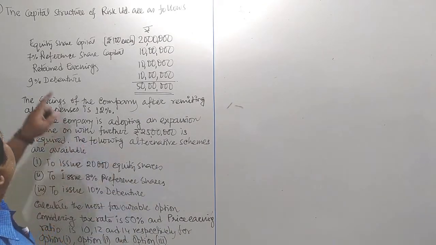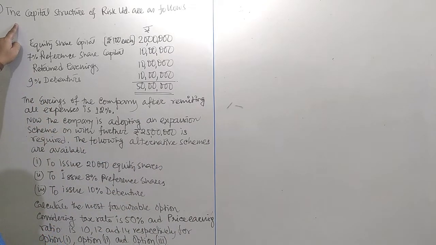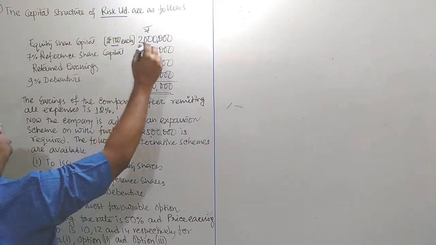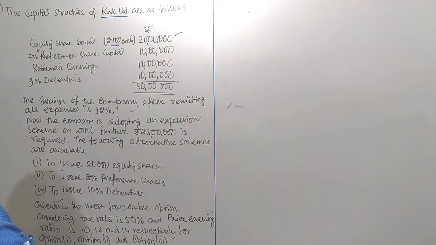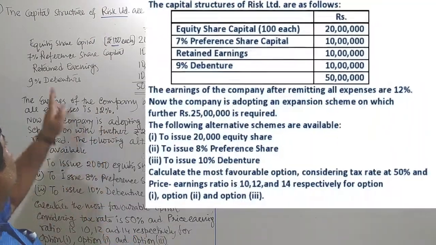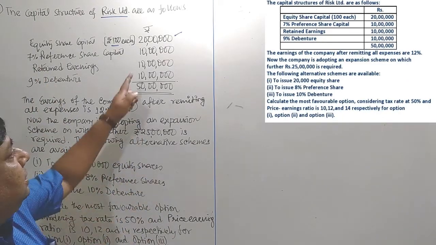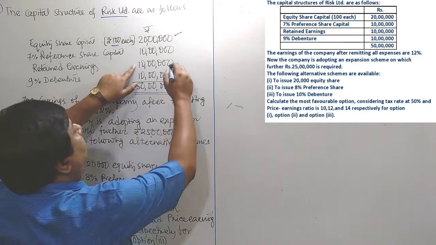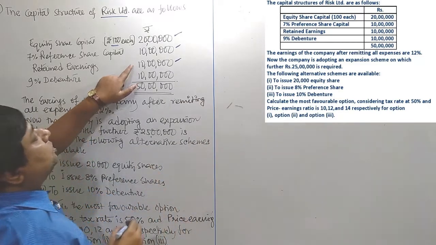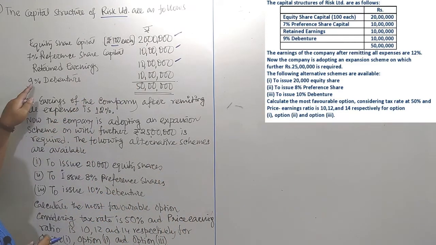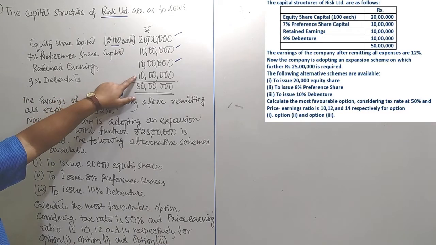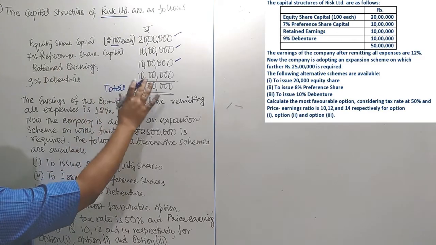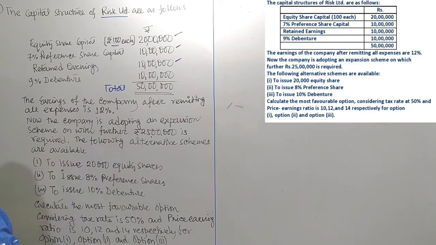What is available over here? The capital structure of RITS Limited is as follows. The name of the company is RITS Limited. Equity share capital of 100 each, rupees 20 lakhs. 100 each in the sense value per equity share is 100. 7% preference capital is 10 lakhs rupees. Retained earnings 10 lakhs. Retained earnings means reserve and surplus part, that is the surplus part or excess part of profit which is retained in the business. 9% debenture, that is also 10 lakhs. Then the total capital is 50 lakhs rupees. That is the existing scenario, the existing capital structure of the company.